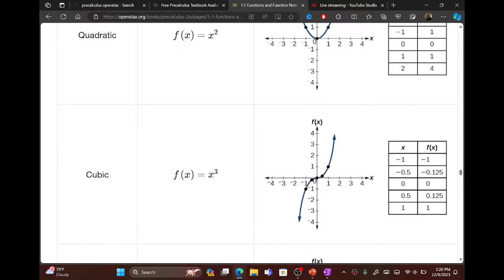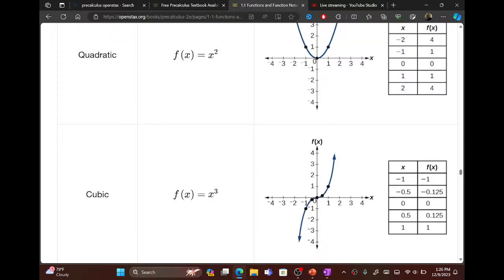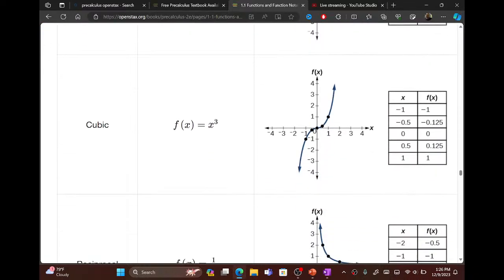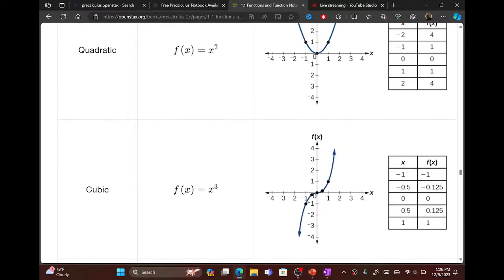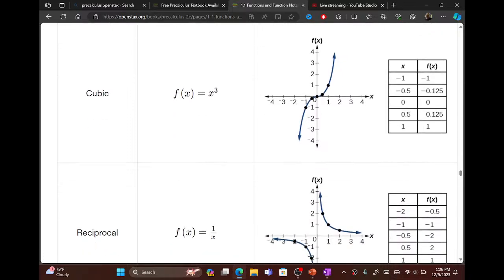This is a cubic function. Both x squared and x cubed are polynomial functions. Also x is a polynomial function, but we'll go over that later. But yes, this is how x cubed looks. So you can kind of see how it's reflected about the origin. We'll go over that later.